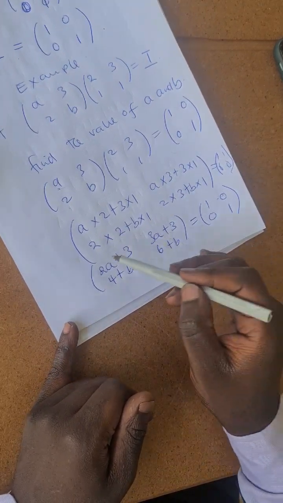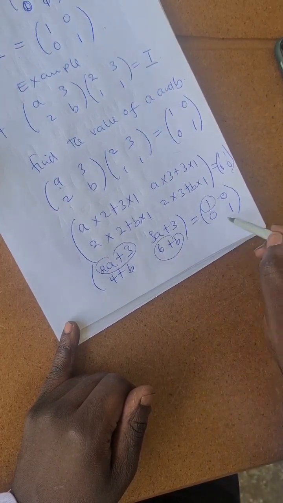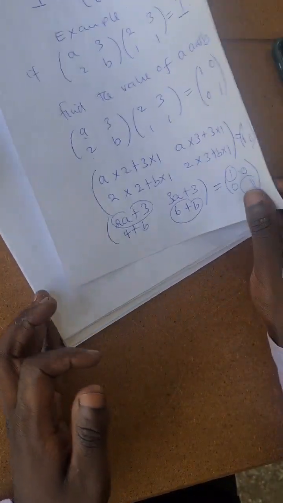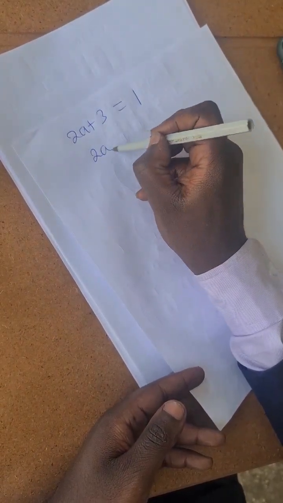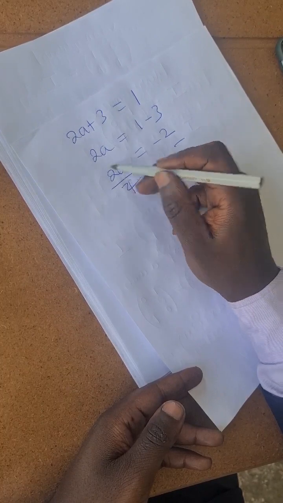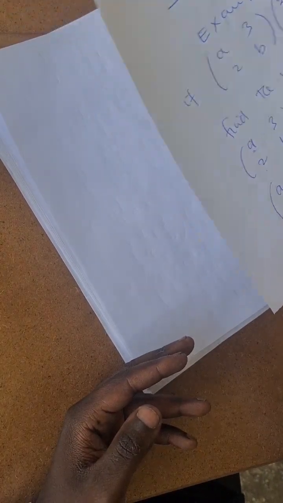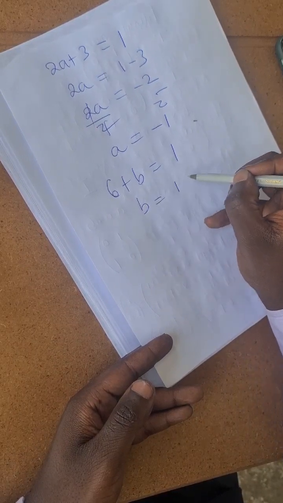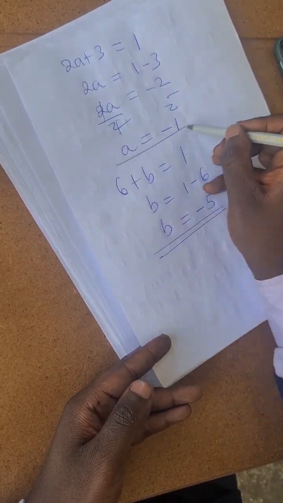Now what it means is this one is equal to this one, and this one is equal to this one. Then we equate those ones and find our values of A and B. Let me just finish for you. 2A plus 3 is equals to 1. 2A is equals to 1 minus 3. 2A is equals to minus 2, over 2 over 2. A is equals to minus 1. The other one was 6 plus B is equals to 1. We leave B here, and then we say 1 minus 6, B is equals to minus 5. That's how you find the values of A and B.